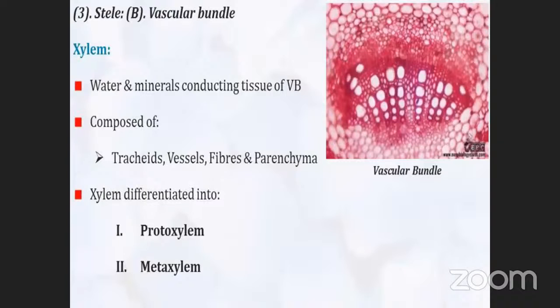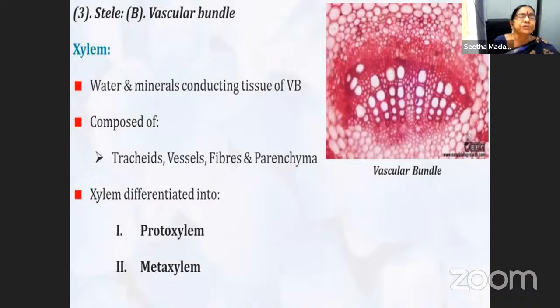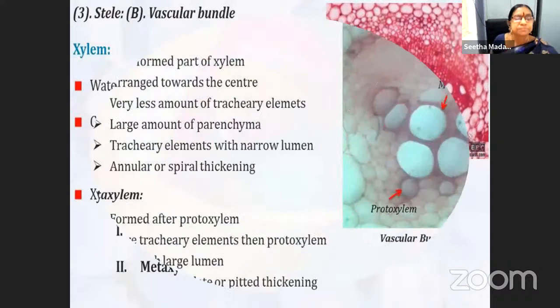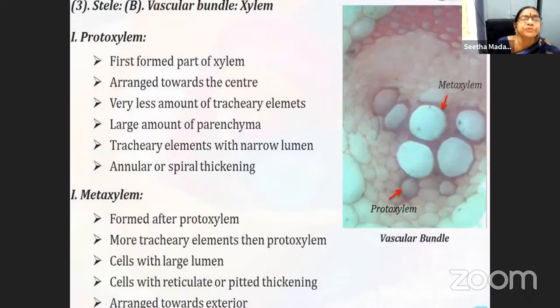Then, coming to the stele, it contains vascular bundles, and xylem conducts water and minerals. It is composed of tracheids, vessels, fibers, and parenchyma. Xylem is differentiated into protoxylem and metaxylem. Protoxylem, proto meaning first formed part of xylem, is arranged towards the center, and very few tracheary elements are seen, and a large amount of parenchyma is seen, with tracheary elements having narrow lumen. Annular and spiral thickenings are seen.